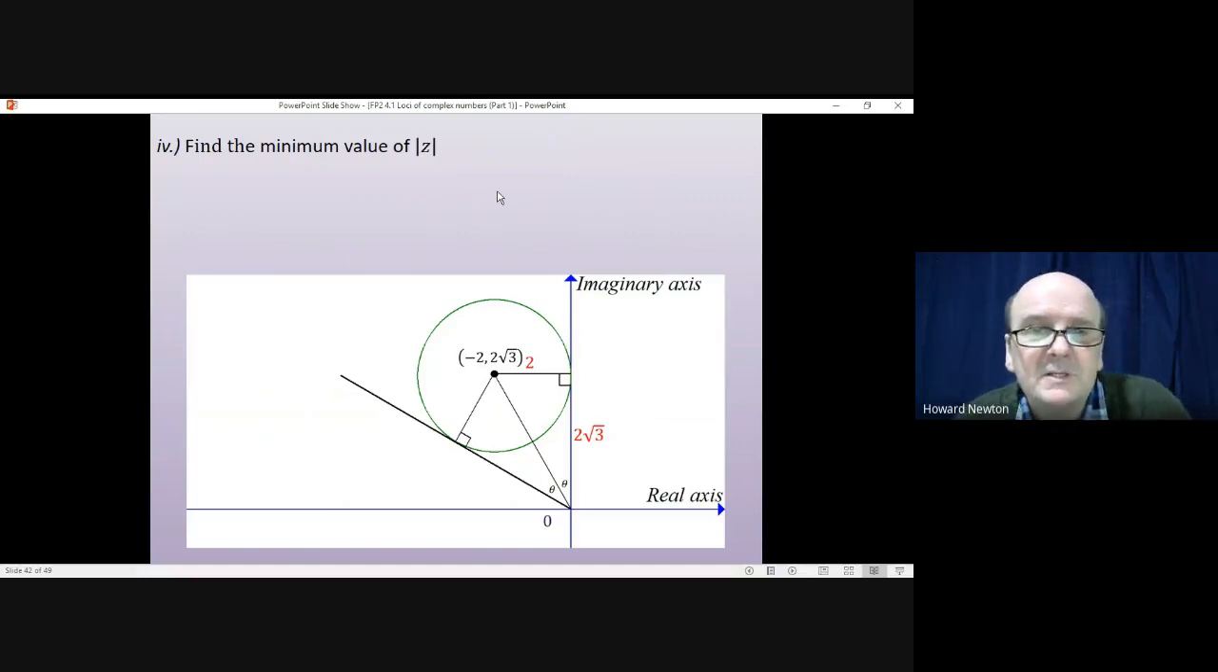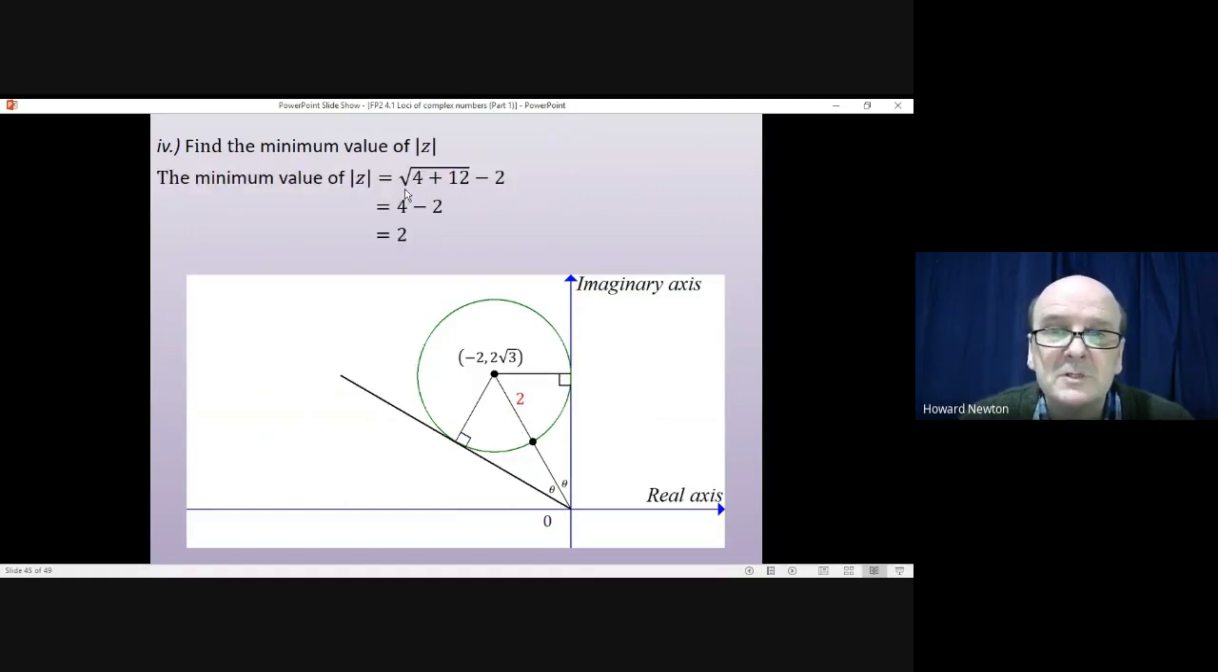Now, what about the modulus? We're asked to find the minimum value of the modulus of z. Now, what is that? It's the minimum distance from the origin to any point on that circle. Now, that will be the distance from the origin to that point there. Now, we can find that point using Pythagoras with this triangle and our knowledge that the radius of the circle is 2. So the distance we want, which is from the origin to this near point here, will equal the whole of the distance from the center, take away the radius, take away 2.